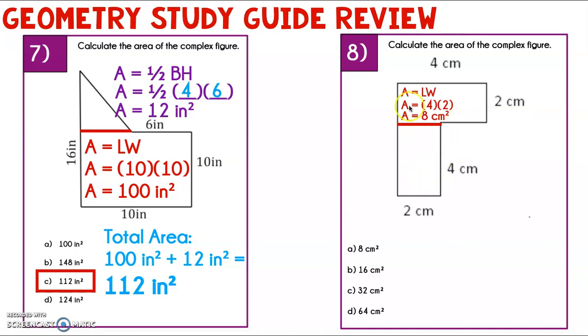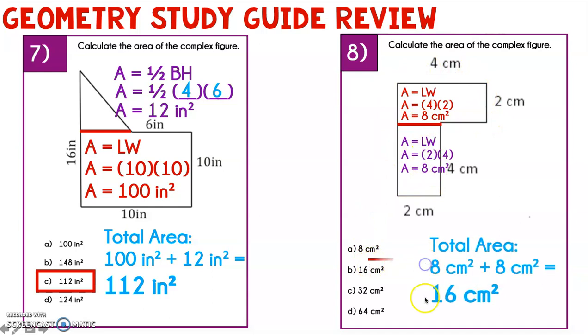Okay, now let's take a look at this piece down here. Again, it's a rectangle, so we're going to have length times width. I have a 4 by 2 again, so it's a 2 times 4. So that gives us 8 centimeters squared. To get the area of the entire shape, we're going to take 8 plus 8, and that gives us 16 centimeters squared, or B, 16 centimeters squared.